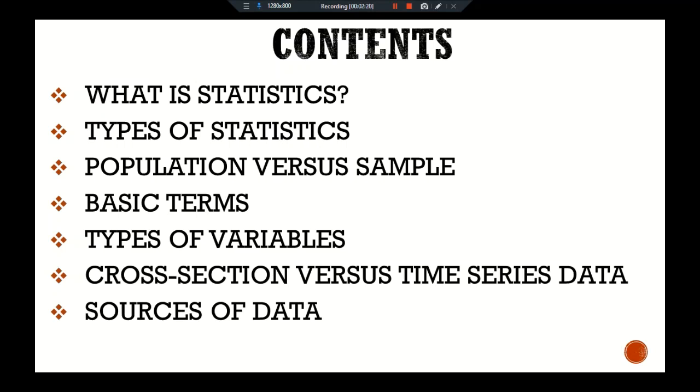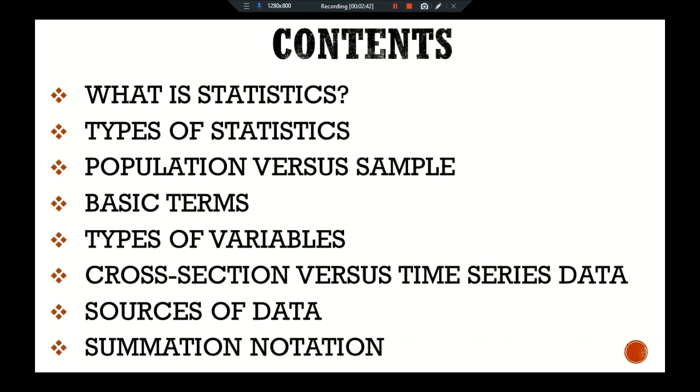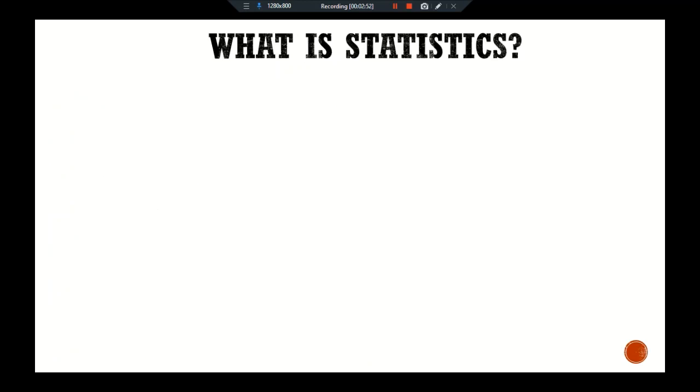These sources of data are somewhat related to the US economy, and there are some other international and other countries' national data sources which are not subject to the study of this course or this video. And then at the end we will provide the summation notation. Somehow this is the starting point for the formulation of statistics as a subject. Now let us discuss the word: what is statistics?